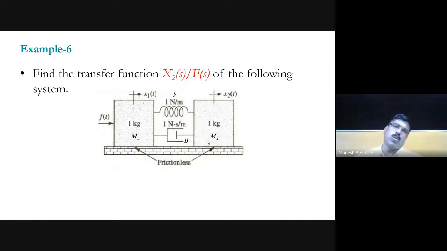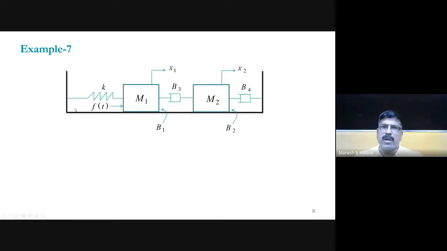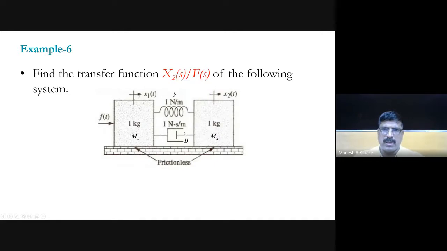For this problem, first you have to identify how many nodes there are. The number of nodes will be equal to the number of displacement points. In the given diagram, there are two displacement points: one is x1(t) and the other is x2(t). So we have to draw two nodes, x1(t) and x2(t), and one more node as a reference node. You can write x1(t) and x2(t) as nodes.